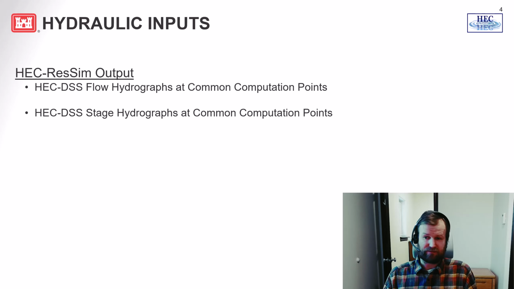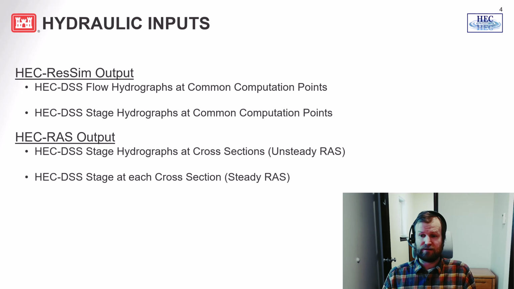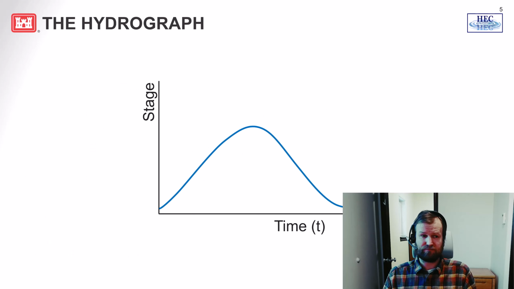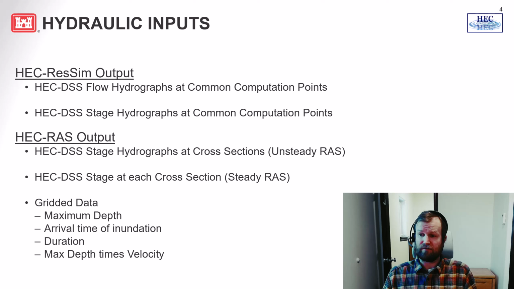As I've alluded to, the main source of hydraulic inputs for FIA is HEC-RAS. These include gridded data, which is made up of max depth grids, arrival time of inundation, and duration of the inundation. Also, for life loss calculations, you can have the max depth times velocity as well.